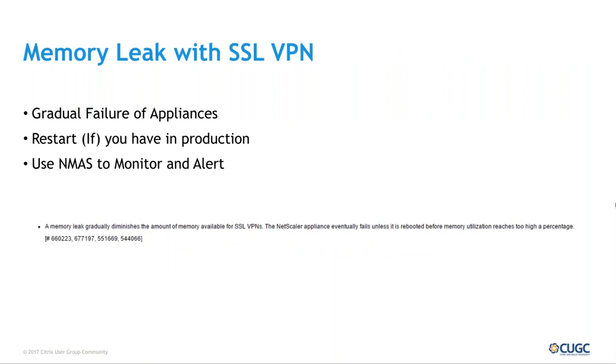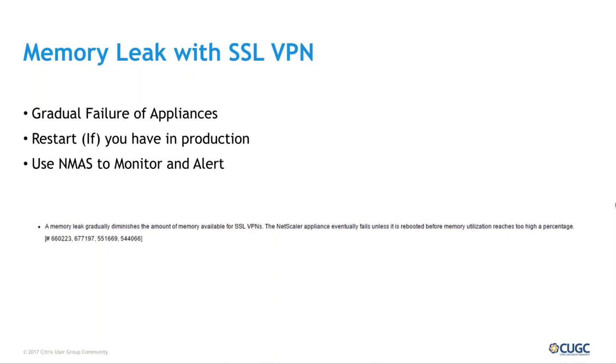So there's another documented known issue, and it's a memory leak with SSL VPN connections. What they say is that it's gradually going to diminish the amount of memory available for SSL VPNs, and then eventually your NetScaler is going to become unworkable. It's going to fail unless you reboot it.